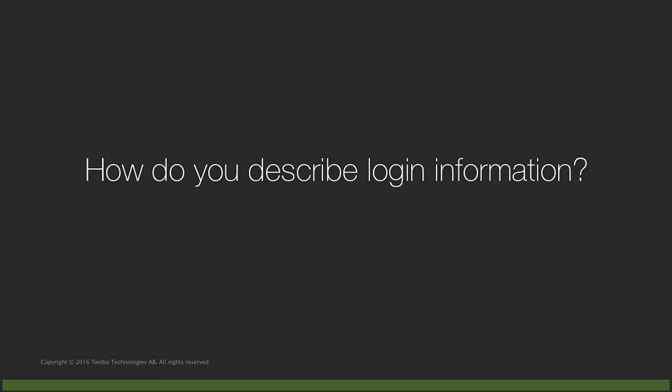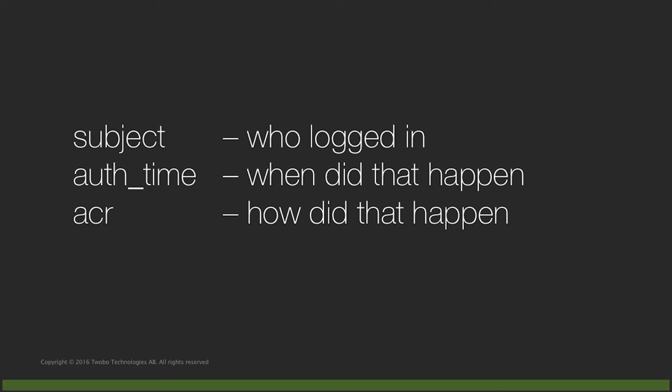So if we step back a bit, how do you describe this type of information? This is an old problem, and it was solved way back. It was called federation back in the day. How do you describe authentication between systems? Typically, it consists at least of these types of things. You have a subject, who logged in. You have an authentication time, when did that happen? And you have something called an ACR. How did that happen? How did the user log in?